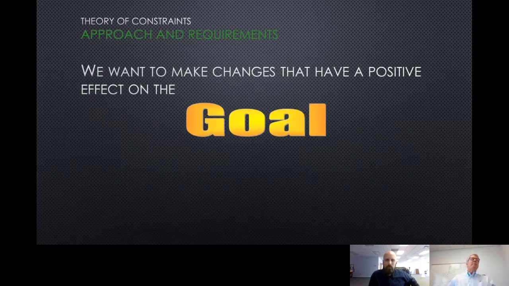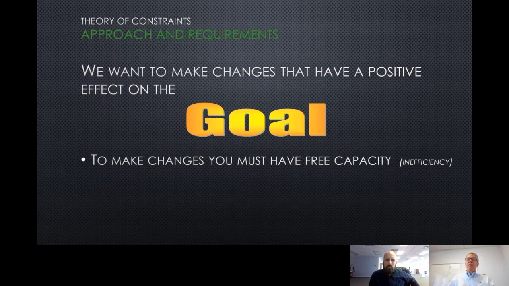So let's go on. We want to make changes that have a positive effect on the goal. And to make changes, you've got to have free capacity. This is a place where we start to differ from what I call the cost world, because it means that you have to have inefficiency. In order to meet the goal, it's absolutely not just important, it's required that we have some capacity to make the changes that make the improvements, right?